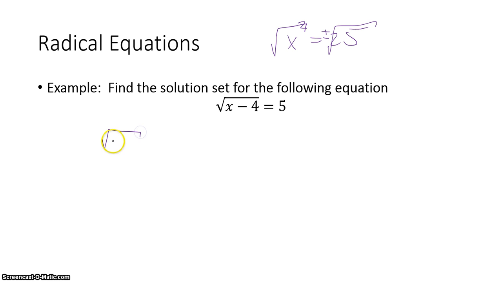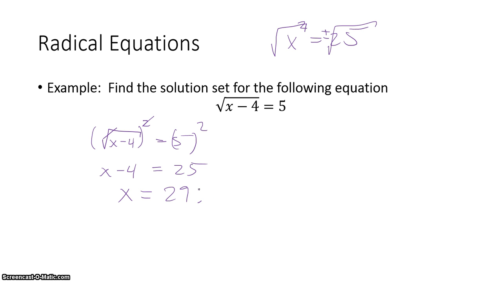So I'm just rewriting the problem. Square root of x minus 4 equals 5. I want to be sure to put everything in parentheses on both sides because it could hurt me if I don't. Then I want to square both sides. So my square root and my square kind of go away. I get x minus 4 equals 5 squared, which is 25, and x equals 29.